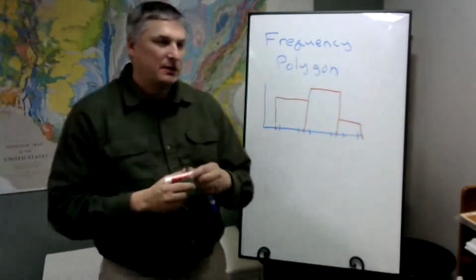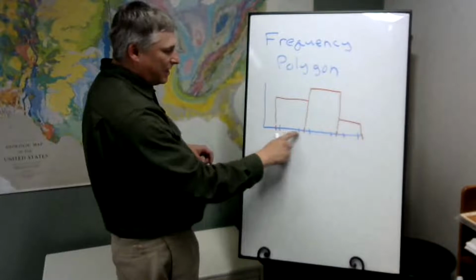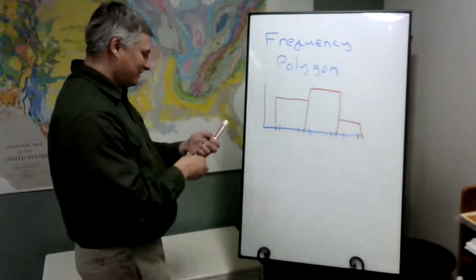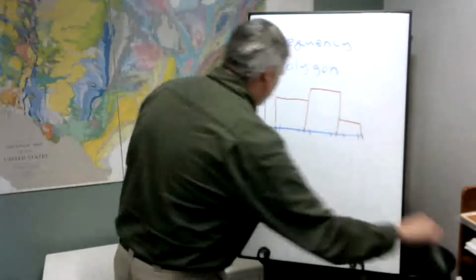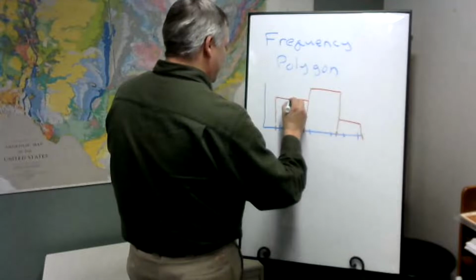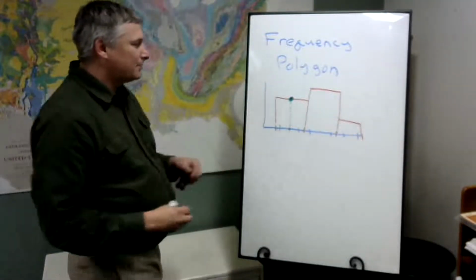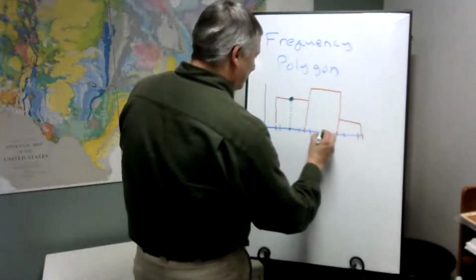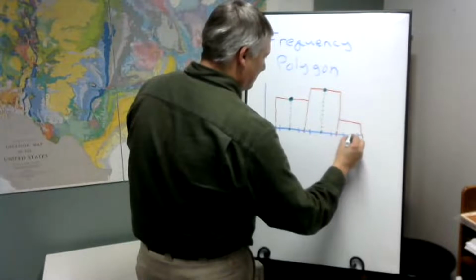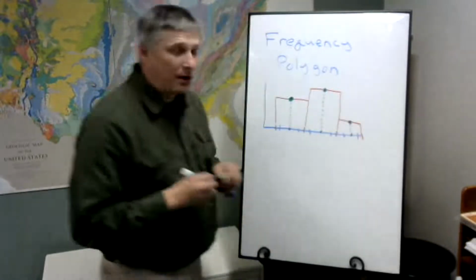Now we compute a class midpoint. Now the class midpoint is the average of the limits, not the average of the boundaries, average of the limits. So we're going to get a class midpoint. And if we project that location to the tops of the bars and put a dot, this gives us the points for our polygon.